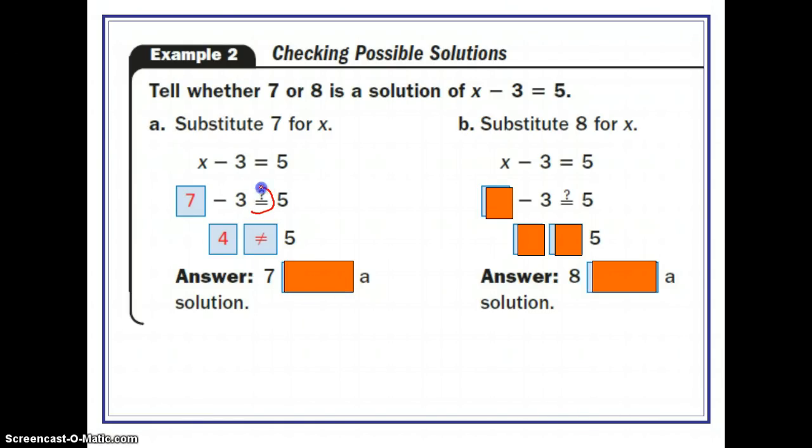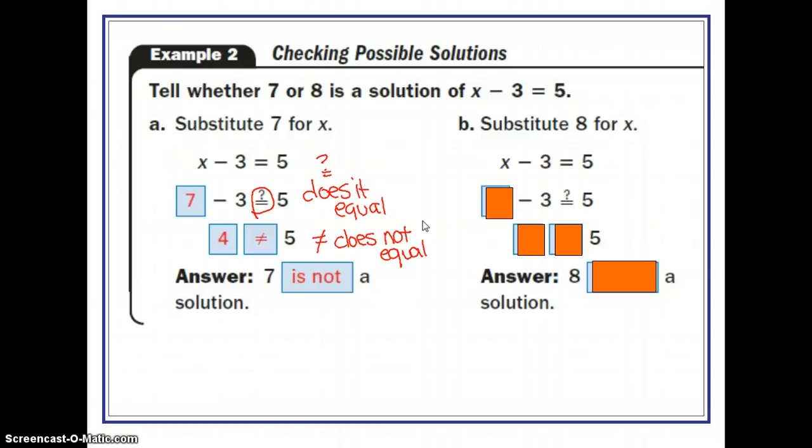Let's just quickly look at these symbols. This one is an equal sign with a question mark. It means, does it equal? The one that is an equal sign with a line through it means does not equal. So, because 7 minus 3 is 4, it does not equal 5. It is not a solution. And you can even just write no.